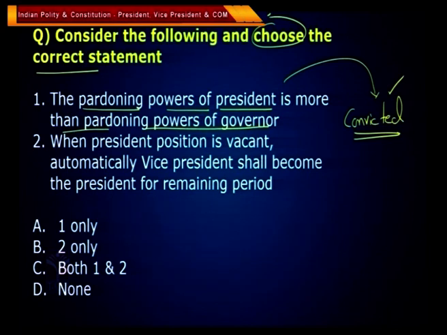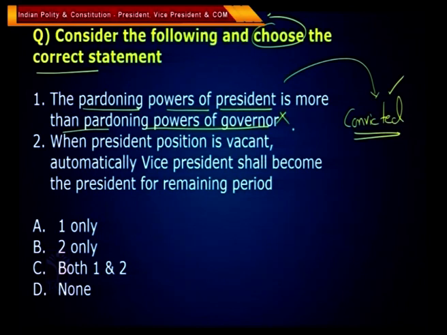Both the President and Governor have the authority to issue pardon. But the President's pardoning power is more than the Governor's, because in two circumstances, the Governor has no authority to give pardon. These are: one, death sentence. The Governor has no authority in pardoning a capital punishment, also called death sentence.